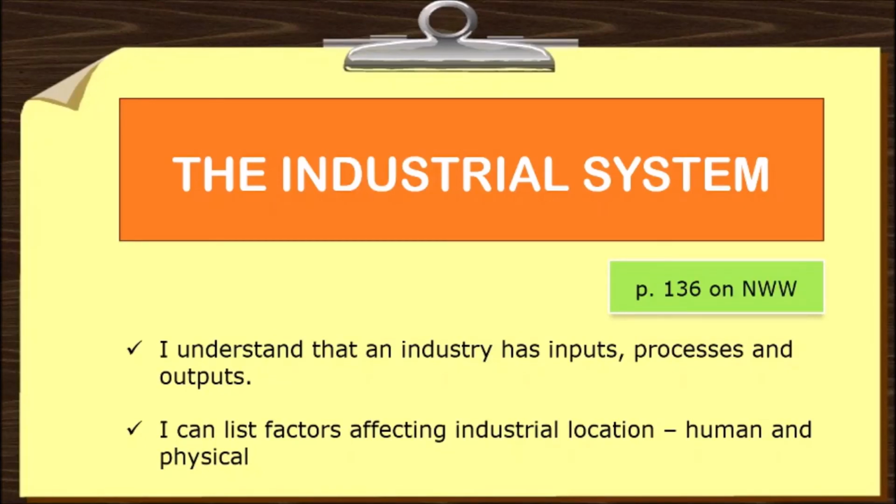Hello, everybody. So, we're going to talk about the industrial system. The objective is to understand that an industry has inputs, processes, and outputs, and that you can list the factors affecting industrial location, such as human and physical.